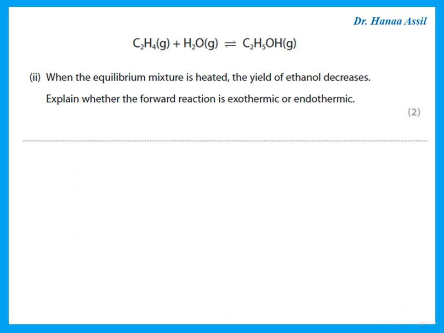When the equilibrium mixture is heated, the yield of ethanol decreases. Explain whether the forward reaction is exothermic or endothermic. Remember, we said he's trying to heat up the reaction. And we said if we increase the temperature, the reaction will go to which side? Increasing the temperature, the reaction goes to the endothermic side. So he's saying that the yield of ethanol decreases, and that means that when he increased the temperature, the reaction went backward. Backward will cause the ethanol to decrease, and that means that the forward is exothermic.